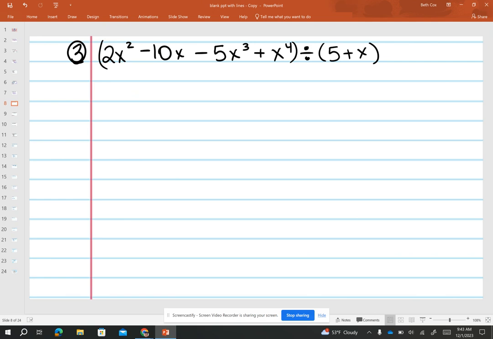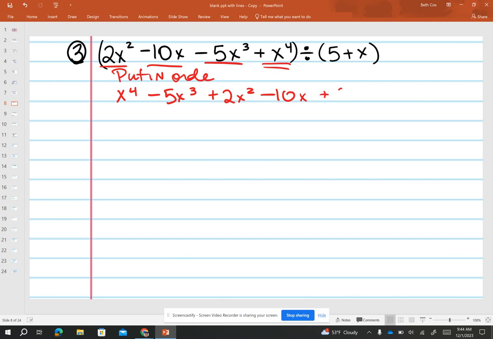Now, this is a hard synthetic division problem because it's written out of order. So the first thing we want to do is put it in order. So this one goes first. That would be x to the 4th minus 5x to the 3rd plus 2x to the 2nd minus 10x plus 0. This is a 4th degree polynomial. It's got its 4, 3, 2, 1, constant. So when I do my synthetic division, I have to have all of those numbers.